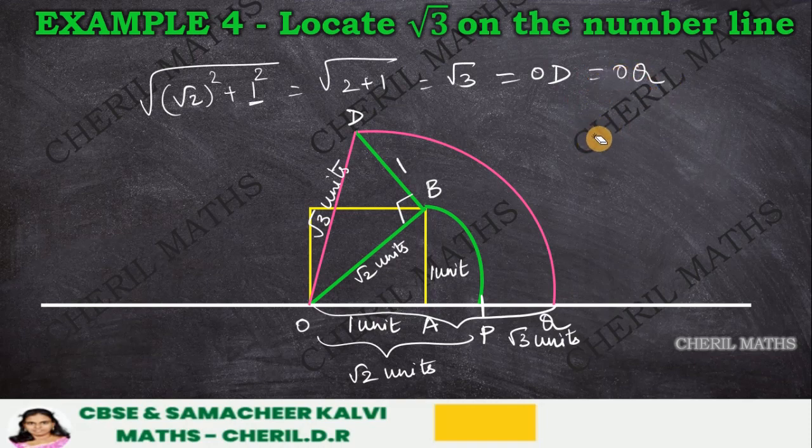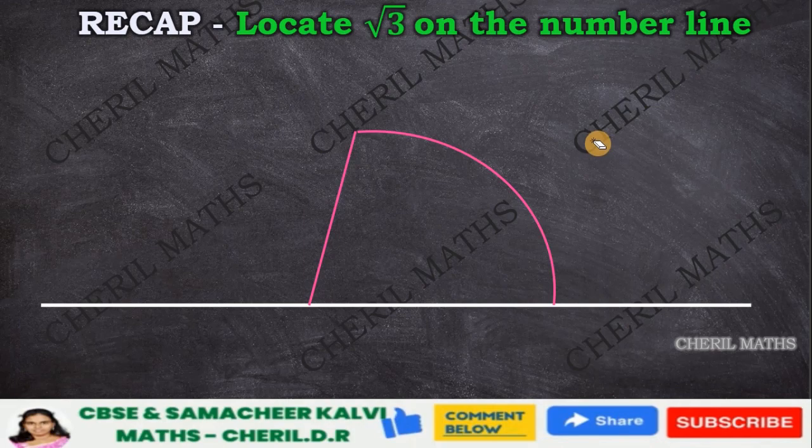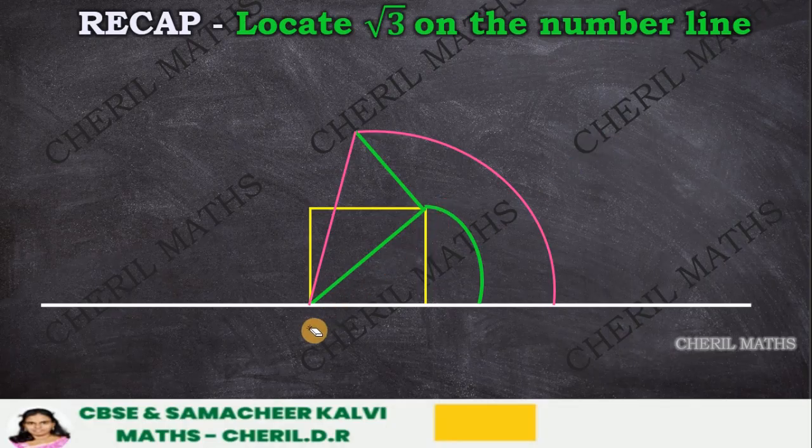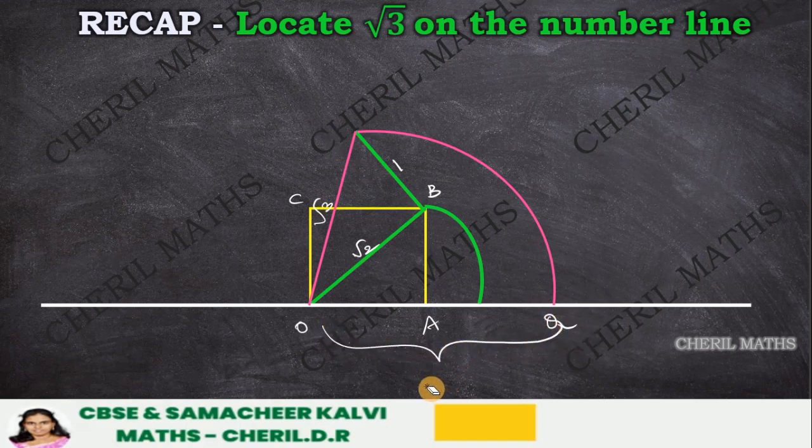So now we'll do a quick recap here again. We are able to get this OAP here. This was our square. So for this OB, which is root 2, here I am going to have 1. So totally it is going to be root 3. Drop it down here, you have OQ, and this OQ is root 3 units. How are you drawing it?